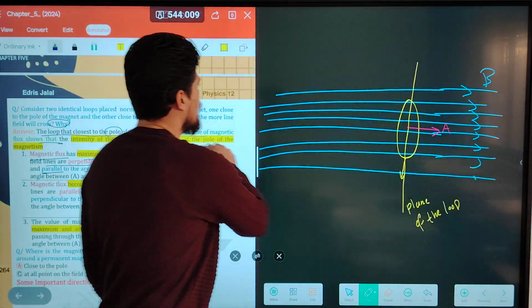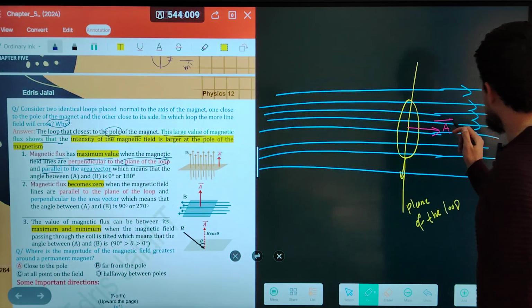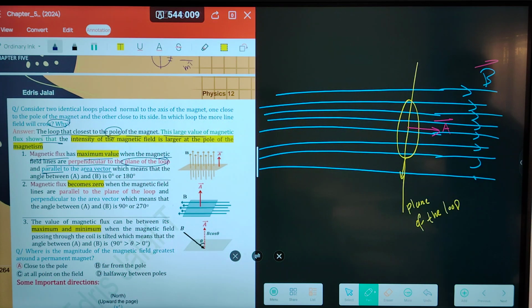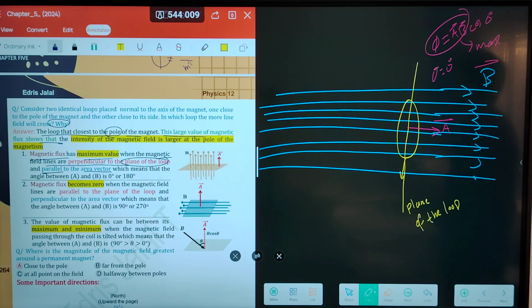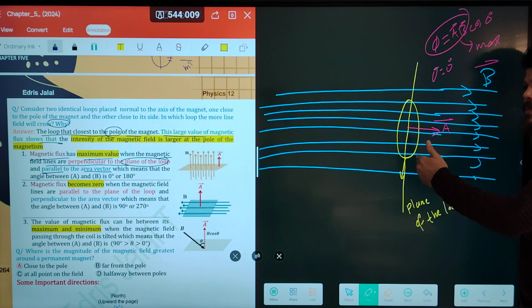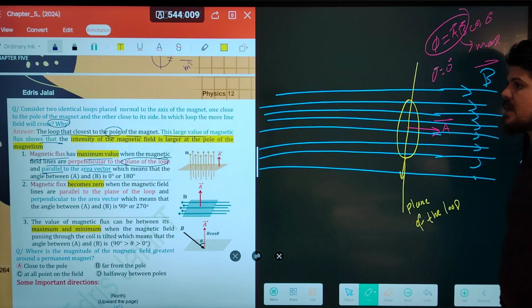So the area vector and the magnetic field are in the same direction. The angle between them, theta, is 0. When theta is 0, flux is equal to A B cosine 0, and cosine 0 is 1, which is the maximum. The flux becomes max. When does magnetic flux have maximum value? When the plane of the loop is perpendicular, or the area vector is parallel.